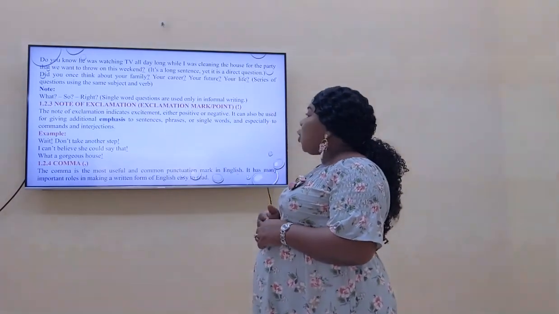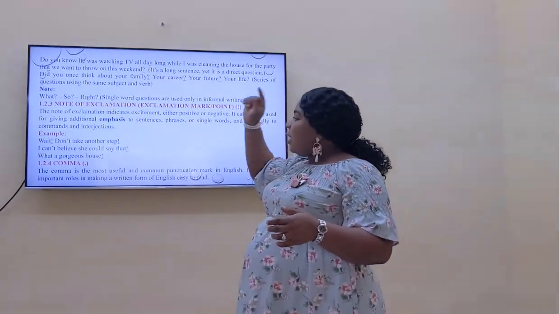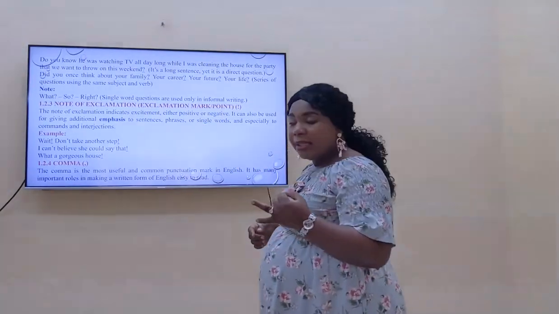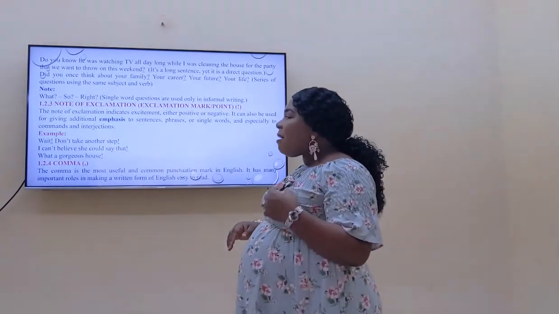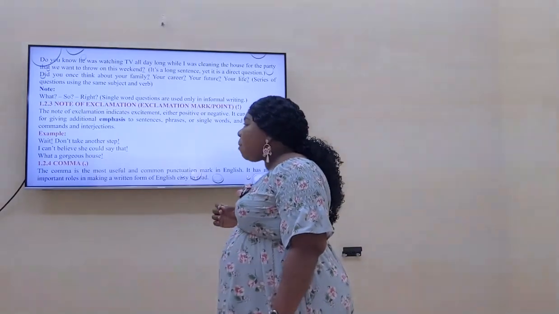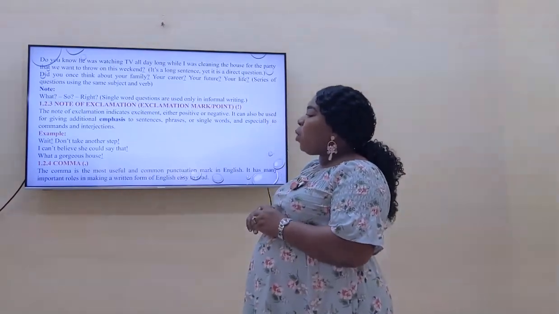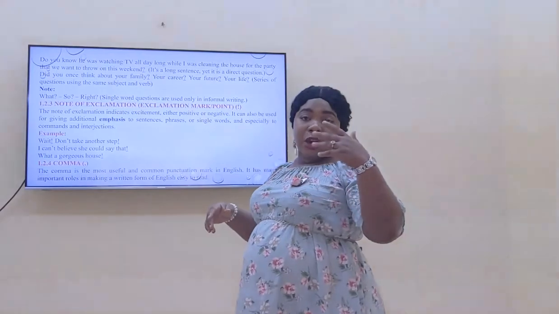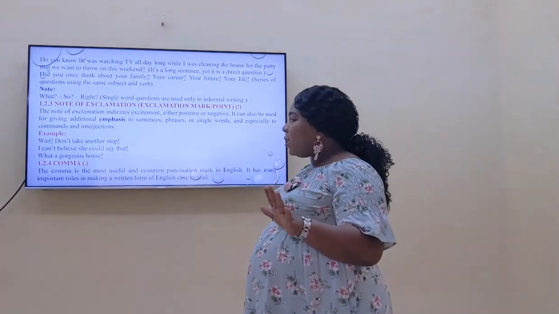Alright, note of exclamation or exclamation mark or point with a sign like this. So the note of exclamation indicates excitement, either positive or negative excitement. It can also be used for giving additional emphasis to sentences, phrases, or single words, and especially to commands and interjections. So exclamation marks are basically used to indicate excitement, okay, a state of surprise, whether it becomes positively or negatively.